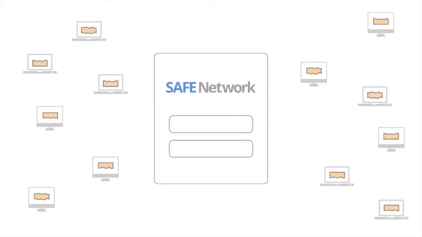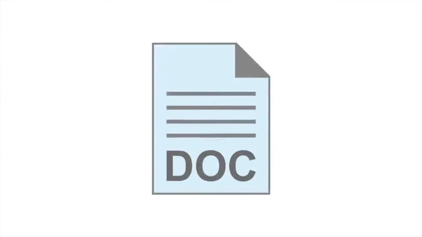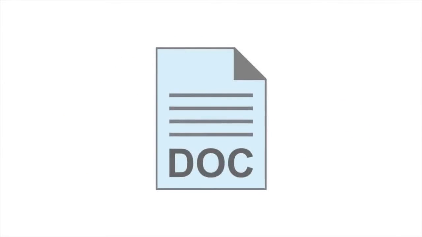So when you want to retrieve your Word file, which is now meaningless chunks of data spread across a decentralised network, you log in with your credentials and the data map retrieves the chunks from the network and reconstitutes the original Word file. This whole process takes place seamlessly in the background with absolutely no disruption to the user.